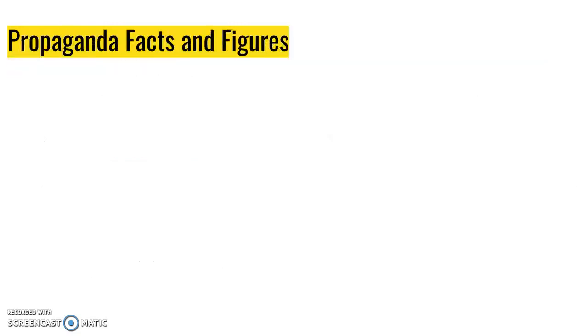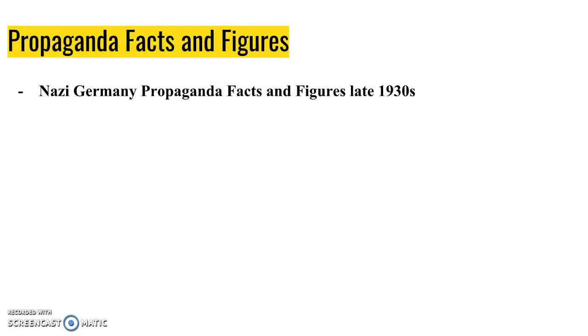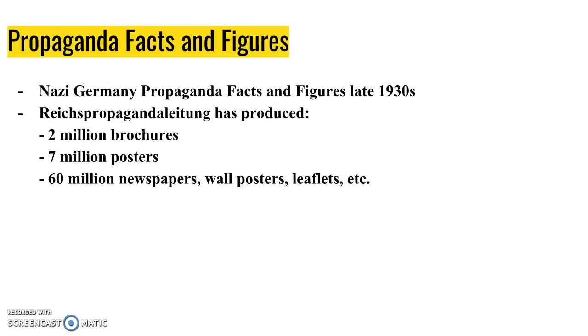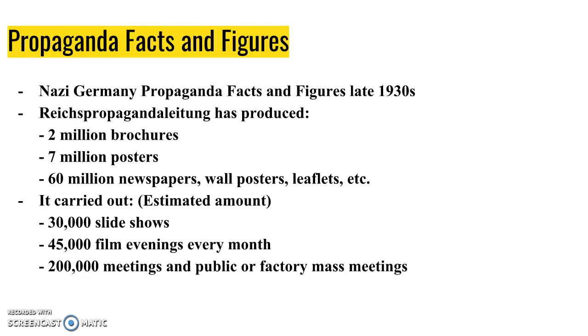Propaganda was also used to promote the Nazi German regime in the late 1930s. Germany's propaganda department produced 2 million brochures, 7 million posters, 60 million newspaper wall posters, leaflets, etc. Wow, that's a lot of propaganda. In addition, Germany's propaganda department also carried out an estimated 30,000 slideshows, 45,000 film evenings every month, and 200,000 public or factory mass meetings.